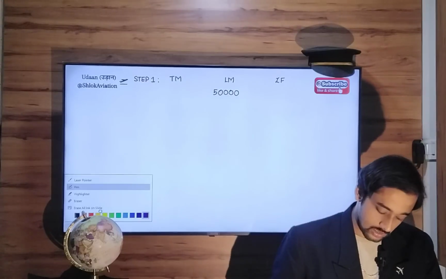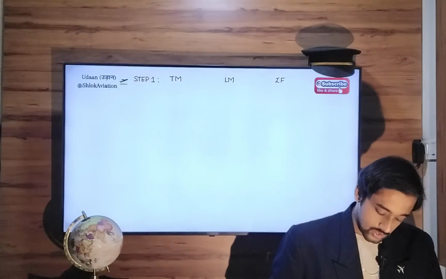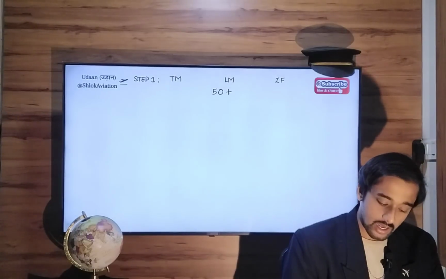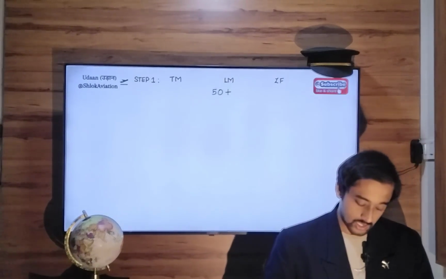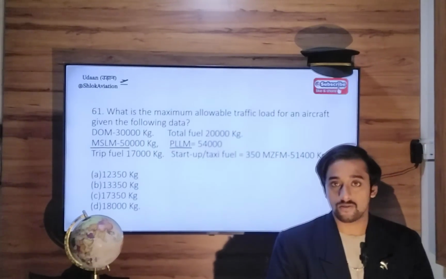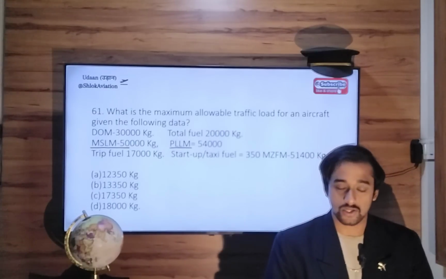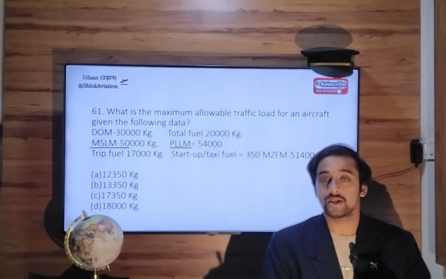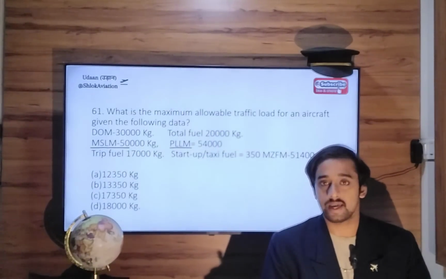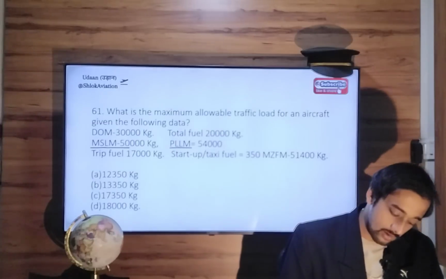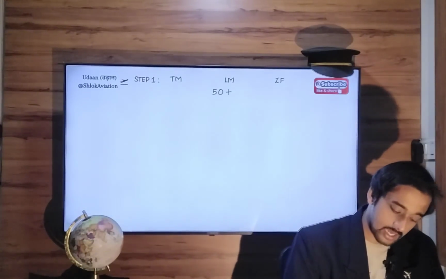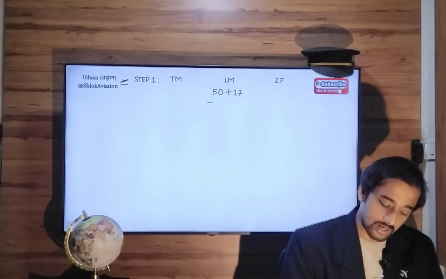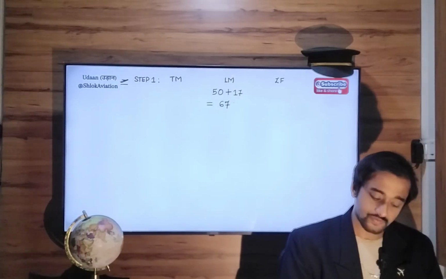Okay, let's write 50. So 50 stands for maximum structural landing mass, and I have selected 50 because it is lower than 54, which is the performance limited landing mass. Next, to find takeoff mass, you will add trip fuel to landing mass. So trip fuel is 17,000 or 17. So I'm going to add 17 here. 50 plus 17 is 67.